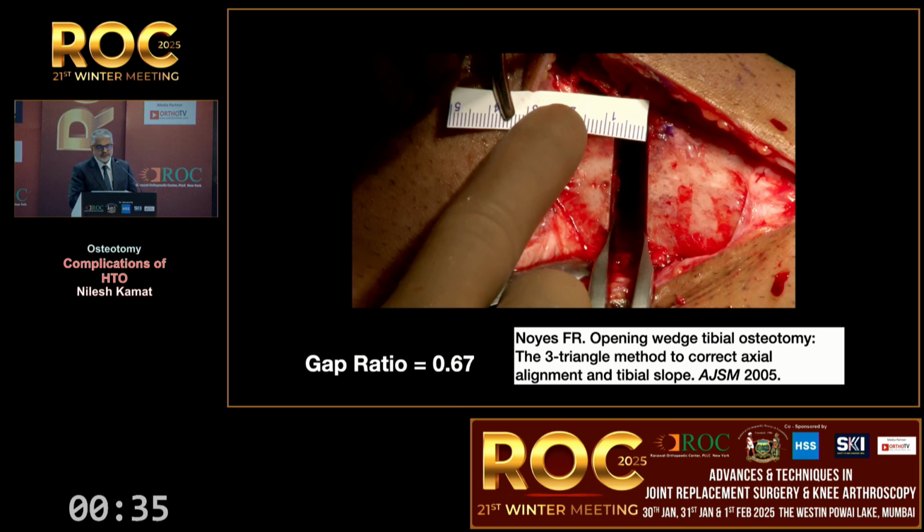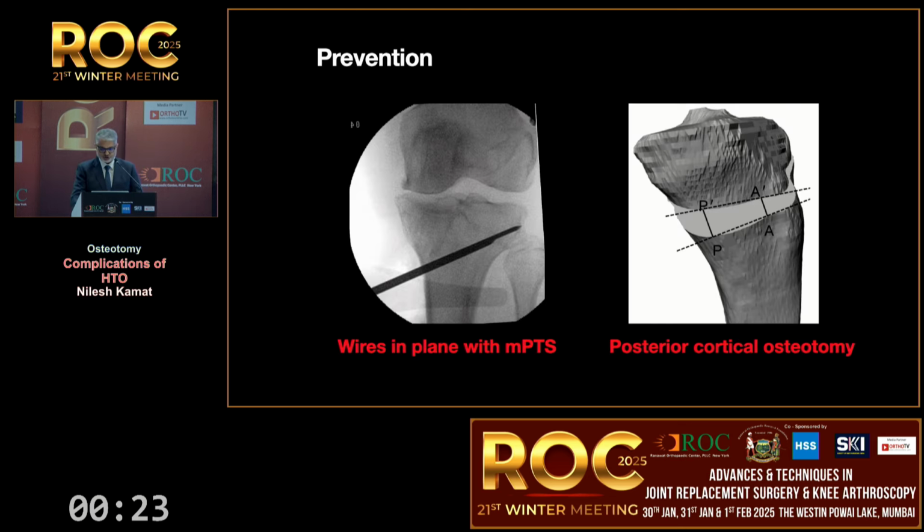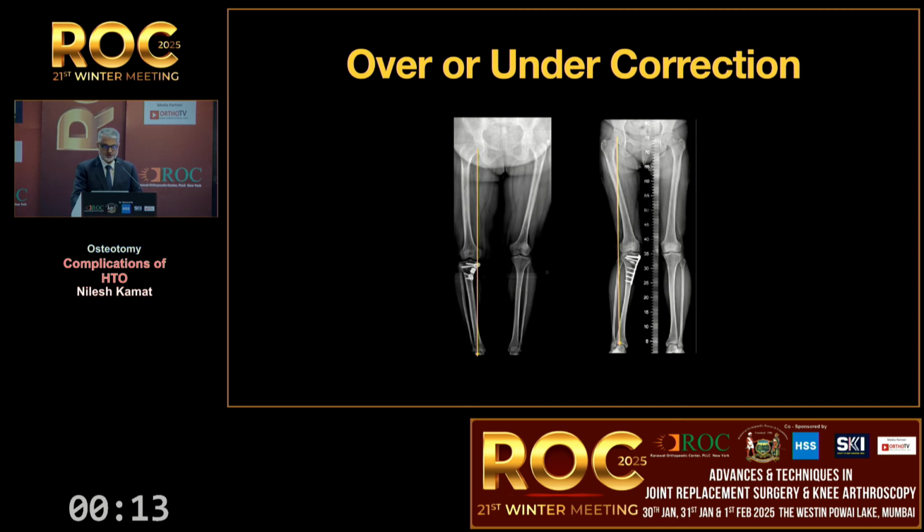Now, iatrogenically, if you want to correct the slope, because if you're doing it with ligamentous insufficiencies, that's a different ball game. But conventionally, your osteotomy in a high tibial osteotomy should be a trapezoid-shaped osteotomy. How do you do that? You're going to keep your wires in the direction of the posterior tibial slope. And as I mentioned earlier, you're going to do a posterior cortical osteotomy.